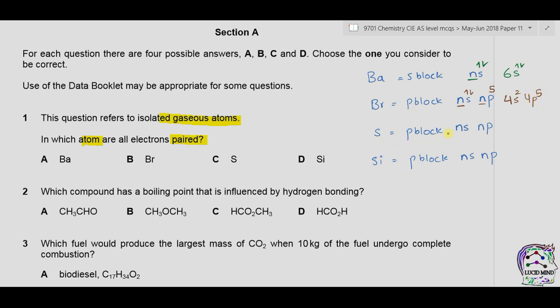Similarly, S is in group 6, so number of electrons will be 6, 2 in s and we have 4 electrons in p orbital, and as period number of sulfur is 3, so it will be 3s2, 3p4. Silicon belongs to group 4, so there are 2 electrons in s orbital and 2 electrons in p orbital, and the period number of silicon is also 3, so it will be 3s2, 3p2.